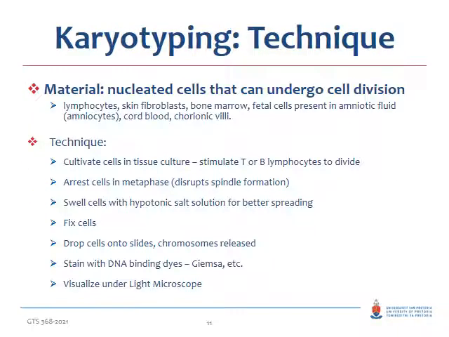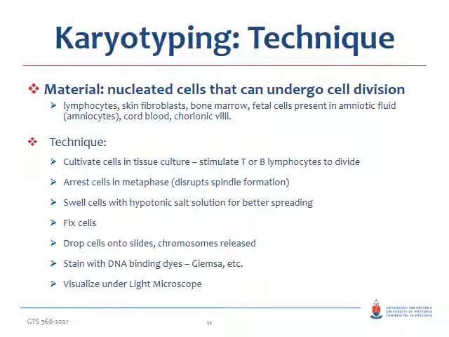So what is the technique? First, let's start. Which cells can be used to be analyzed? Cells must contain a nucleus and therefore undergo division. Examples are lymphocytes, skin fibroblasts, bone marrow cells, and fetal cells in the amniotic fluid, the cord blood, or in chorionic villi, which is basically the premature placenta.